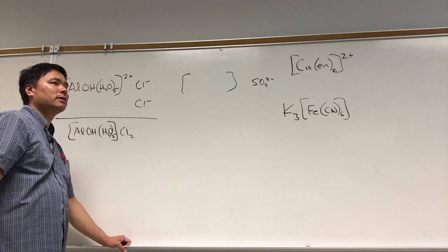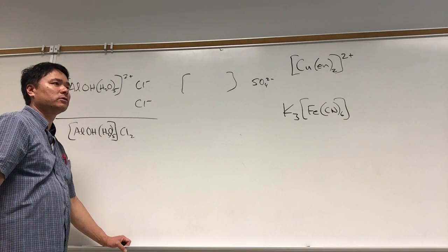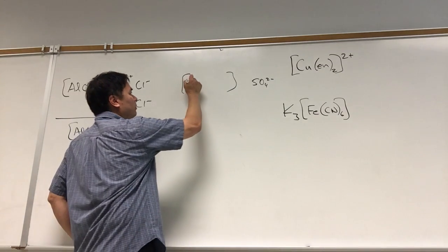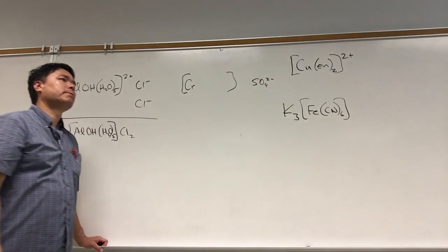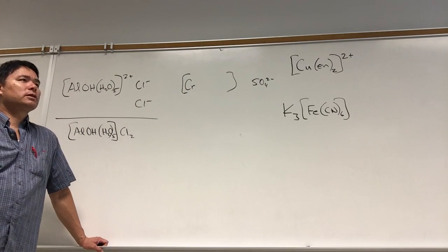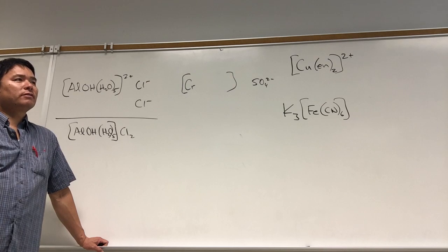Amine chlorobisethylene diamine chromium 3. So what comes first here? The metal, chromium. And then which ligands come first? Anion ligands. Do I have any anion ligands?